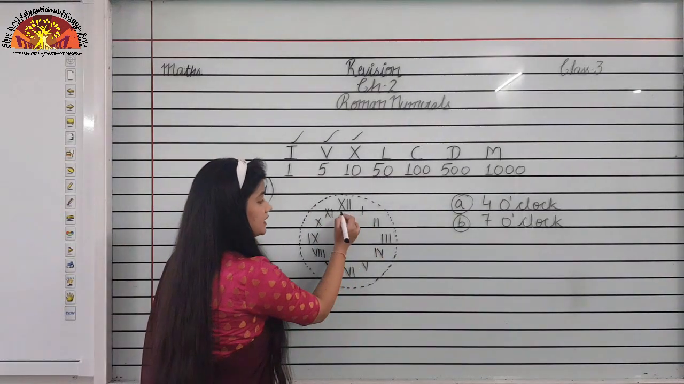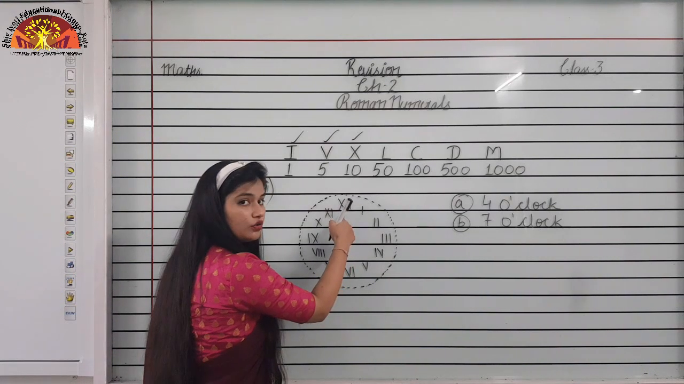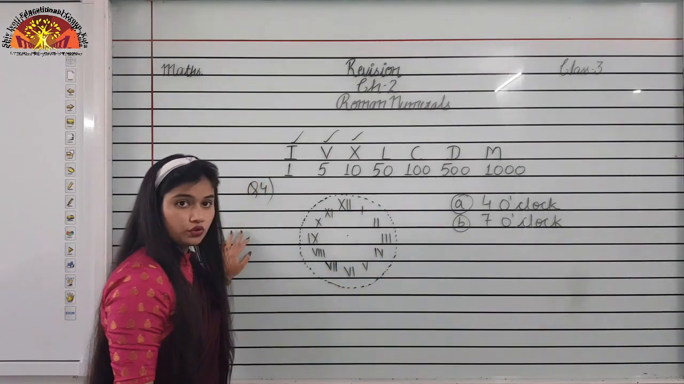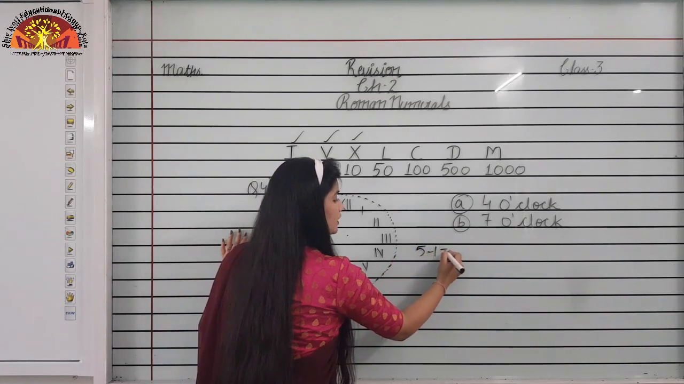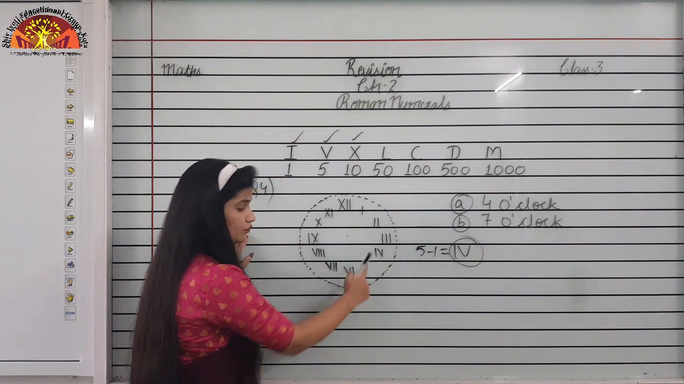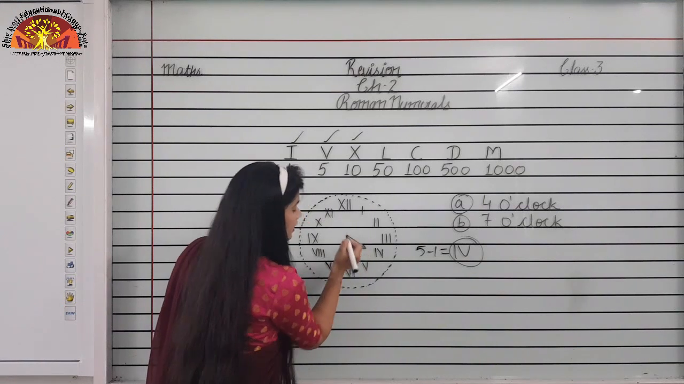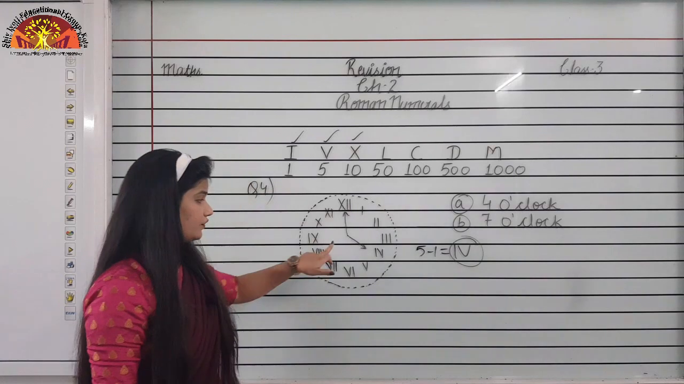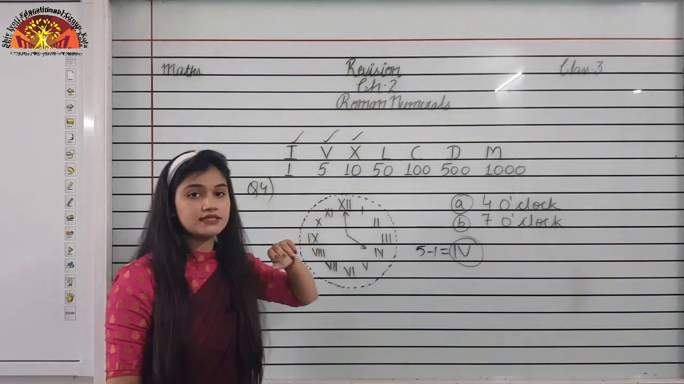So now we have to identify the symbols here. As we can see, 10 plus 2, it means XII. This is the value of 12. Is it clear? And next we have to see 4. Now as I have told you, 4 means you have to write 5 minus 1. So this is the symbol of 4, and here we can see the symbol of 4. So here we are going to draw the hour hand, and at 12 we are going to draw the minute hand. So in this way you can show the time. Is it clear? Now we have to show the B part, that is 7 o'clock.